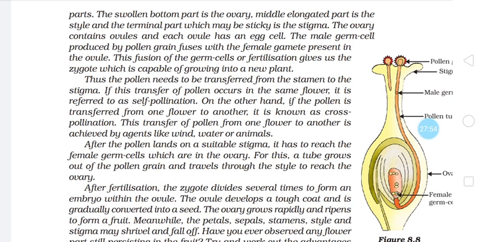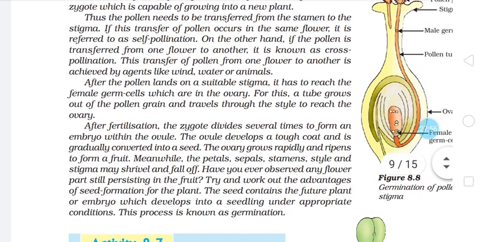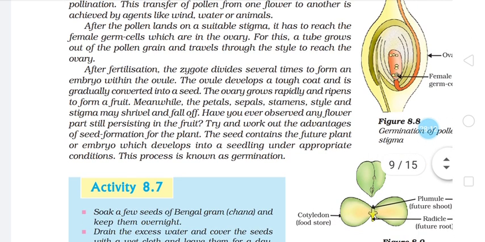After the pollen lands on a suitable stigma, it has to reach the female germ cells which are in the ovary. For this, a tube grows out of the pollen grain and travels through the style to reach the ovary. After fertilization, the zygote divides several times to form an embryo within the ovule. The ovule develops a tough coat and is gradually converted into a seed. The ovary grows rapidly and ripens to form a fruit.